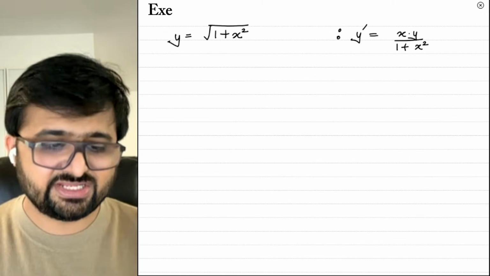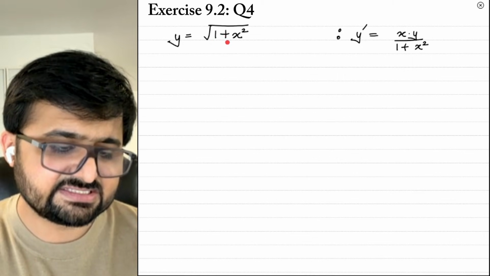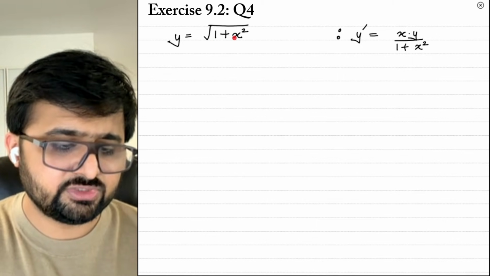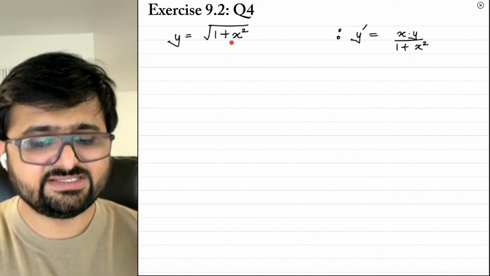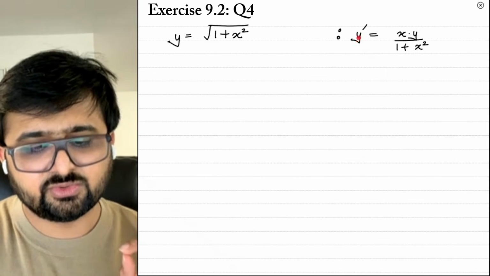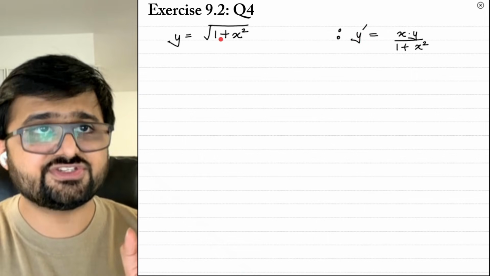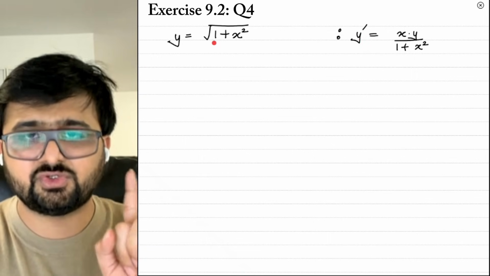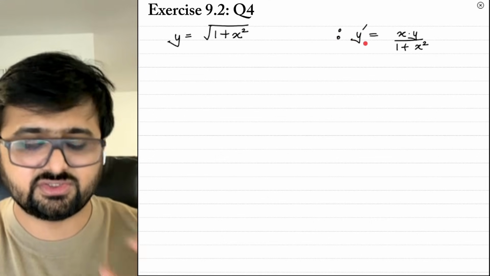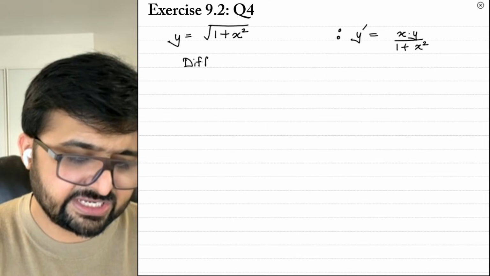All right, let's move to the next example, which is y is equal to square root of 1 plus x square. And we need to prove that this equation in x and y is the solution of this differential equation. On right hand side, we notice that there is y dash, which is dy by dx. So we need to differentiate this equation one time to get this differential equation. Okay. Let's start by differentiating this equation with respect to x.